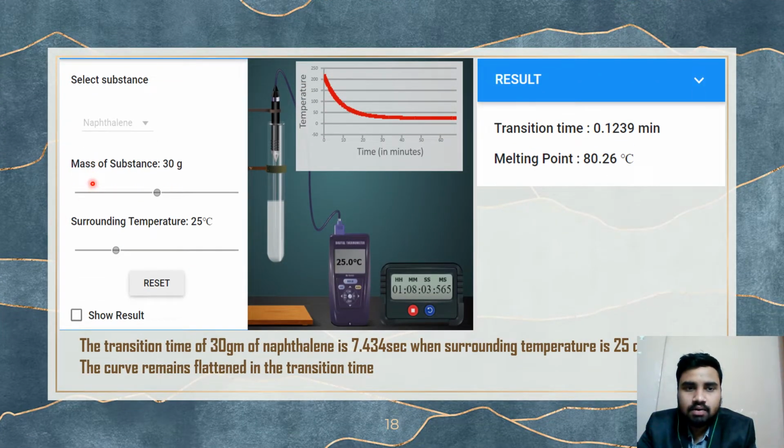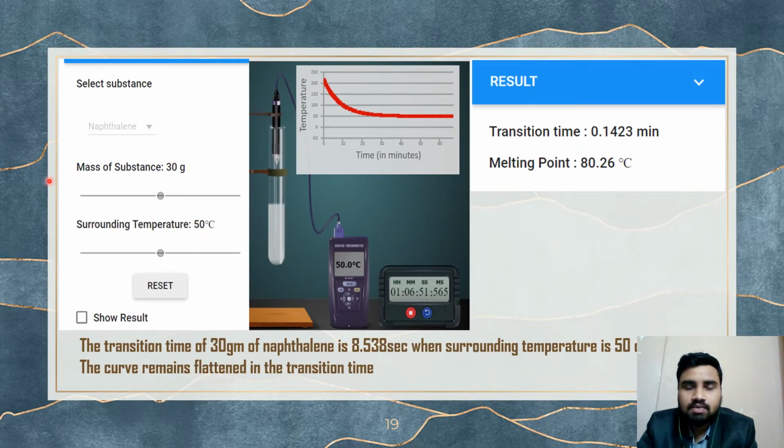During this seventh observation, the mass of substance is 30 grams and the surrounding temperature is 25 degrees. The transition time of 30 grams of naphthalene is 7.434 seconds when the surrounding temperature is 25 degrees. The curve remains flattened in the transition time. I have found out that the curve remains flattened at this point, where the curve reaches the melting point 80.26 degrees.